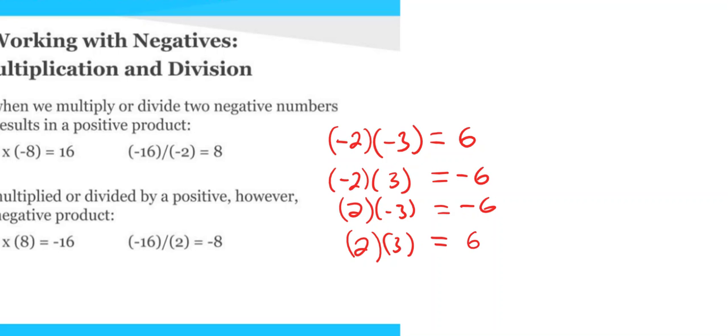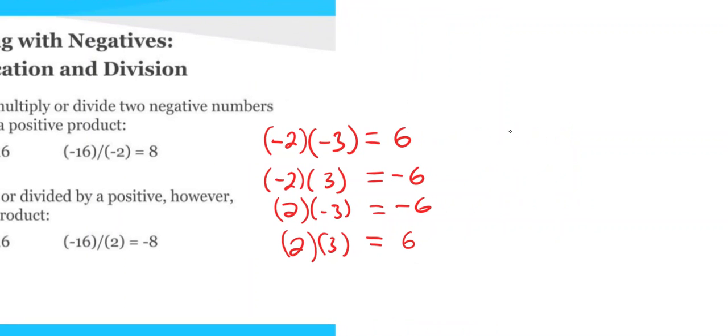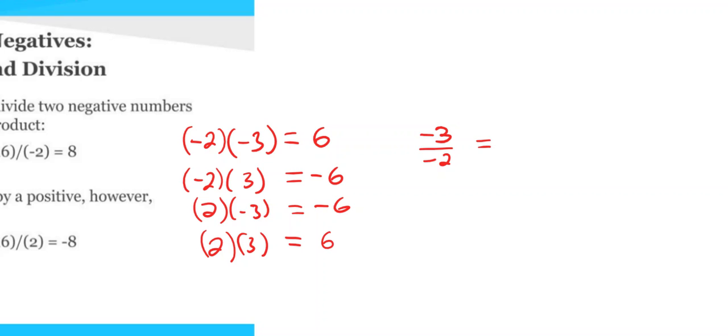Everyone's good with that? All right. Now, if we're dividing, it's all the same. We're just dividing now, but it's going to be the same rule. If I went, let's say, -3 divided by -2. Actually, let's do one that works out as a nice number. Let's go -6 divided by -2. What would that be? Positive 3, right? Negative divided by a negative. Same as multiplying, we get the same thing, so it's still positive.